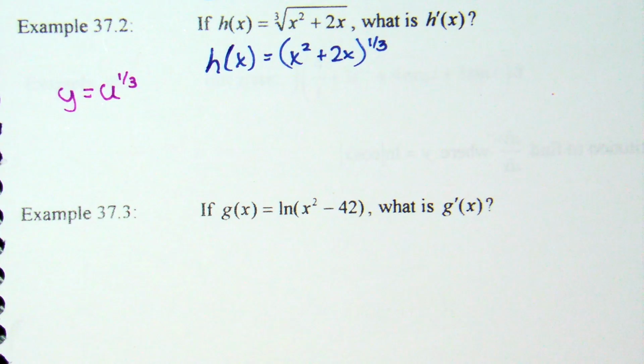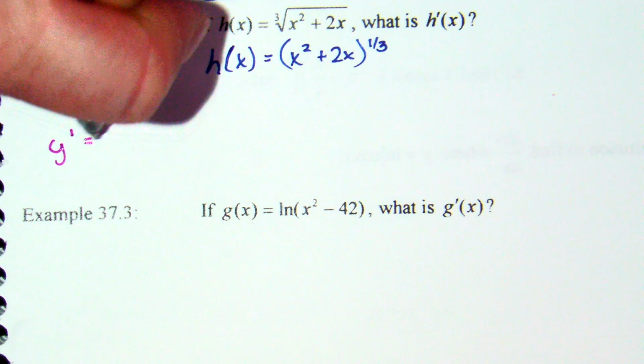The outside thing was y equals something to the 1/3, right? So what is the derivative of u to the 1/3? 1/3 u to the negative 2/3. Yes, 1/3 minus 1 is negative 2/3. Okay, so we have x squared plus 2x raised to the 1/3. So what do we do now?